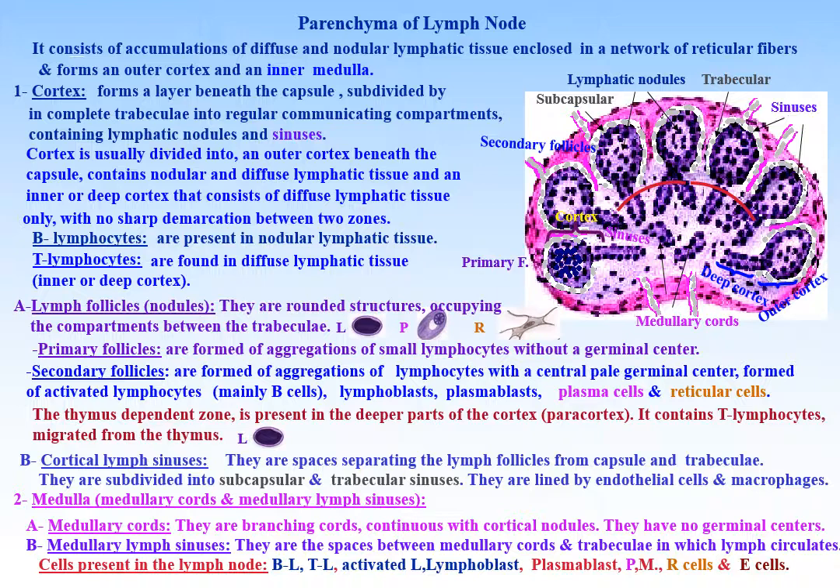Cells present in lymph nodes. B lymphocytes are usually concentrated in the superficial part of the cortex because they are present in the nodular lymphatic tissue. T lymphocytes are mainly present in the deep part of the cortex because they are mainly concentrated in the diffuse lymphatic tissue. Activated lymphocytes, lymphoblasts, plasmablasts, plasma cells, macrophages, reticular cells, and endothelial cells, they are present in the lymph node and usually concentrated in the germinal center.